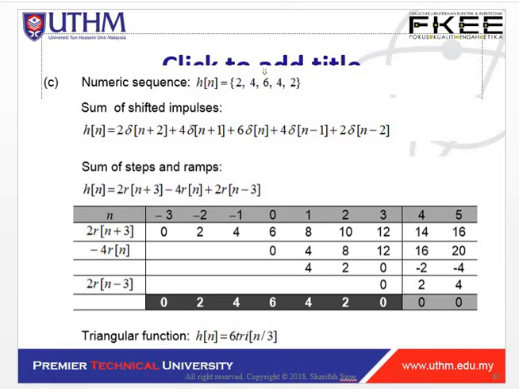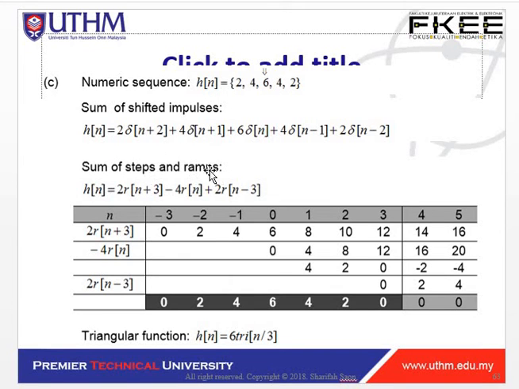Numeric sequence: if you have 2, 4, 6, 4, 2, using the sum of shifted impulses is easy. Starting from here is 0, negative 1, negative 2. So 2 delta n plus 2 gives the amplitude of 2. For n equal to negative 1, that is n plus 1, the amplitude is 4. Then delta n is 6, then 4 delta n minus 1 is 4, and then plus 2 delta n minus 2 is 2.